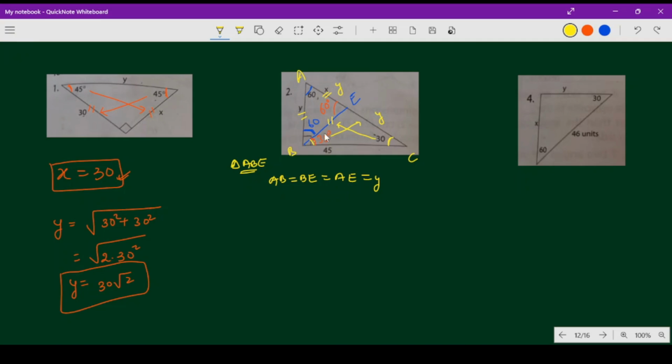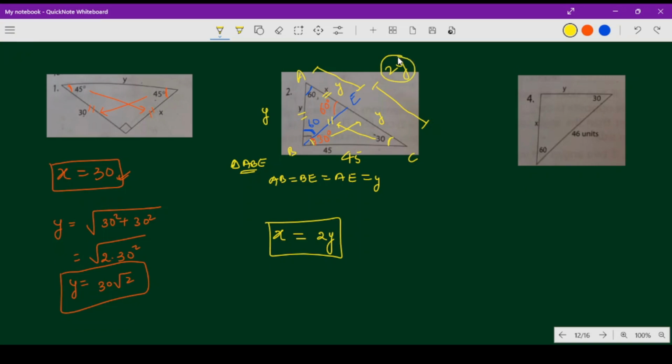Now, if we see clearly, the value of AB is y, and the value of AC is equal to AE plus EC. And here there is y, here there is also y. So this total AC is equal to 2y. But in the question they have given AC is equal to x. So we are getting a relation that x is equal to 2y.